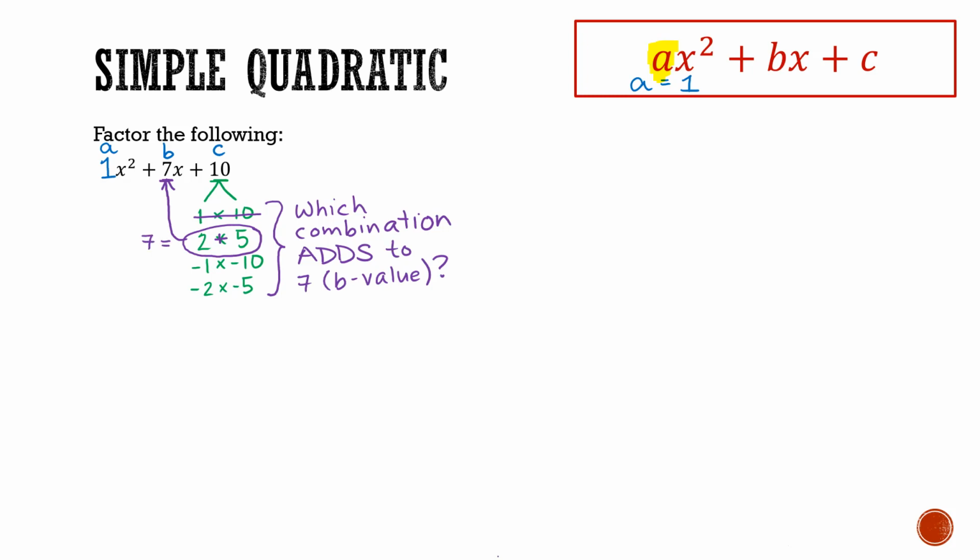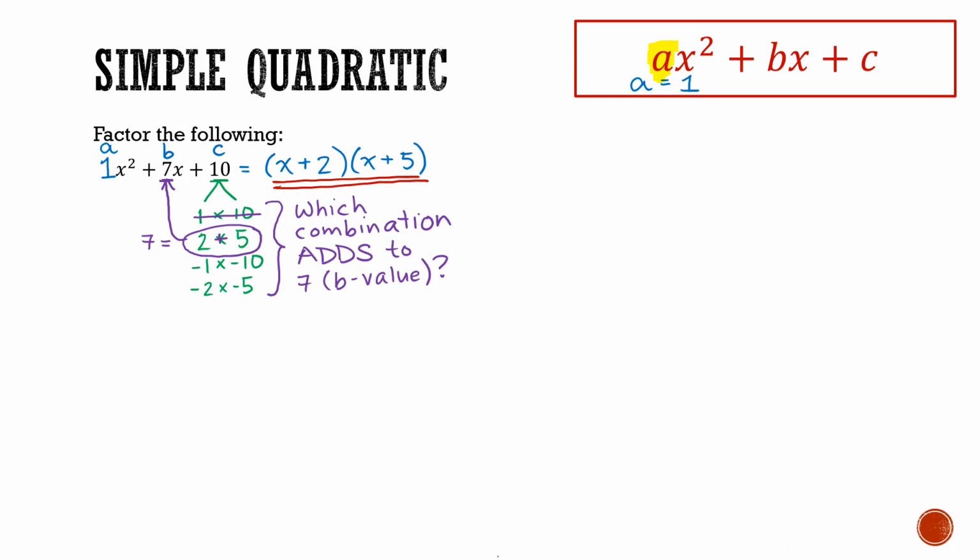We're going to take this 2 and this 5, and now we're going to move on to the last step of factoring this expression. I'm going to take that positive 2 value and make my first factor x plus 2. And I'm going to take the positive 5 value and make my second factor x plus 5. And that's pretty much it. This is my final answer.